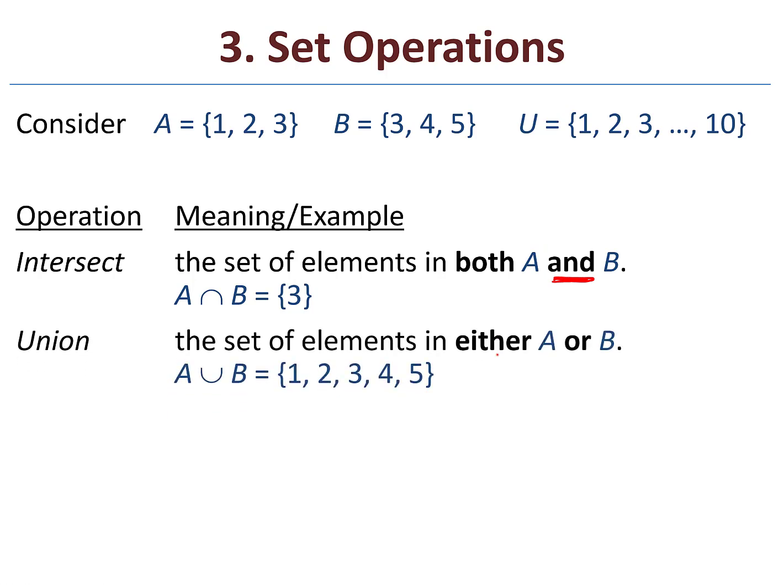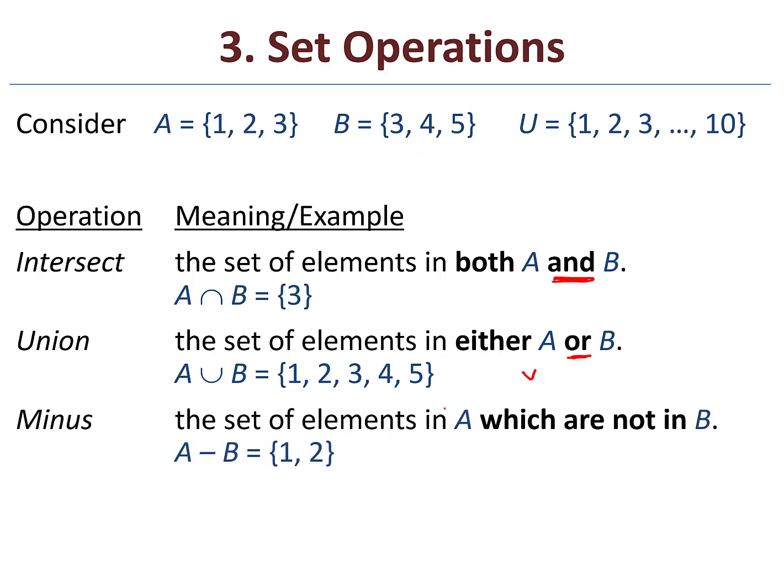Now, union is when I put two sets together. It's the set of elements in either A or B. Once again, I have the OR, and the symbol looks like a curvier version of the logical OR. So what are the set of numbers in either A or B? It's 1, 2, 3, 4, and 5. So those are all the numbers in either A or B.